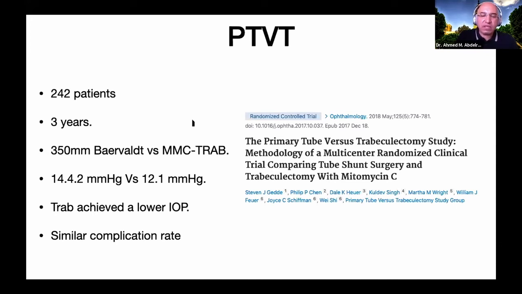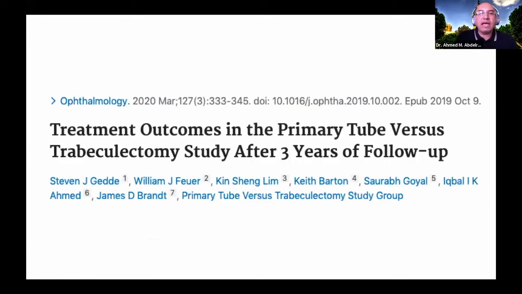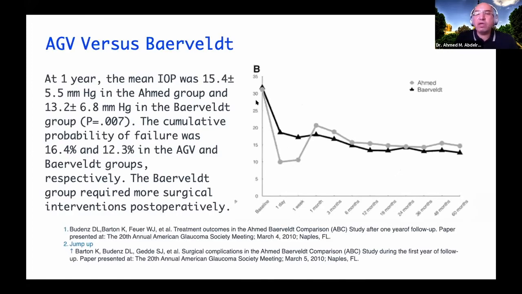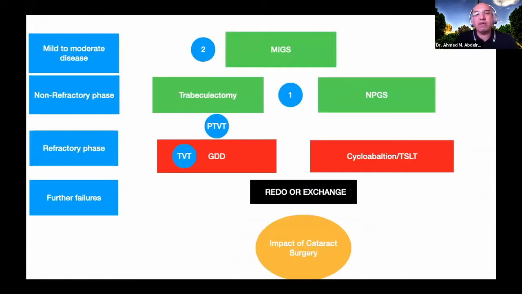That was the study called PTVT, the primary tube versus trabeculectomy. In this study, trabeculectomy achieved a lower target intraocular pressure. So trabeculectomy is still the gold standard, especially as a primary intervention. There are also many comparisons and meta-analyses comparing Ahmed to Baerveldt, and they behave the same, but Baerveldt is associated with more hypotony in the early postoperative period.